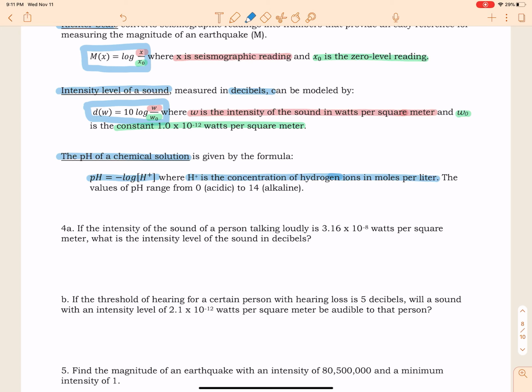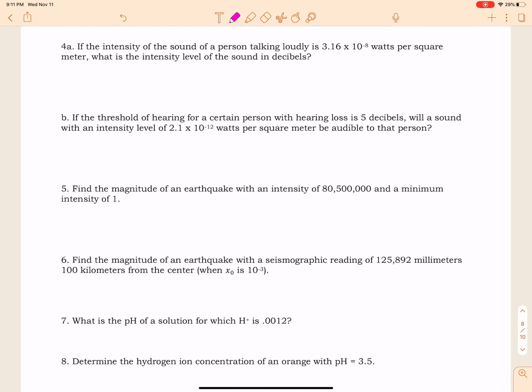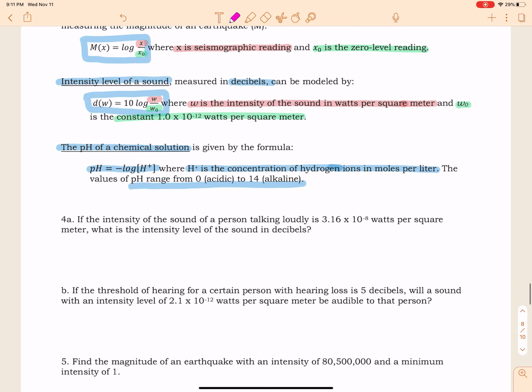Remember that your values for pH range from 0 to 14. Okay, and 0 is on the acidic end, and then 14 is on the alkaline end. So the closer you are to 0, the more acidic the pH is going to be. All right, so let us go ahead and do these problems. You're gonna love it.